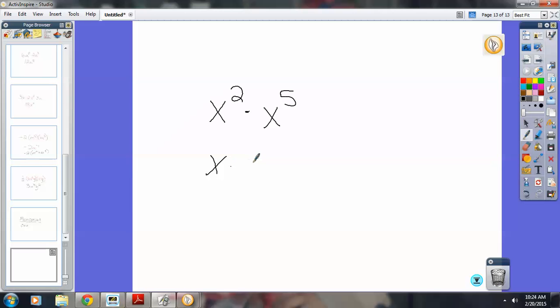X times x. That's what x squared means. What does x to the 5th mean? X times x times x times x times x. X times itself 5 times. Well, how many x's do I have up here? 7. So we would write that as x to the 7th. Or we know a shortcut, we could just add 2 plus 5 is 7. And I encourage you to use the shortcuts. I don't want you to write all this out because eventually we're going to have lots of different rules.